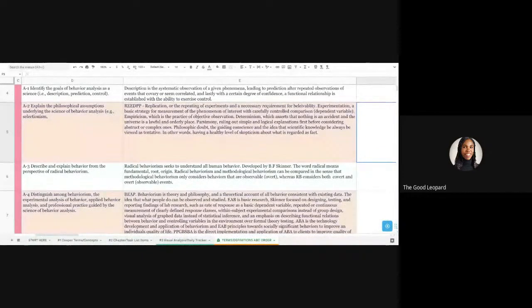Parsimony. I don't actually know the origin of this word. I know that "mony" means money in Old English, but I don't know how parsimony actually means simple. Does anyone know that? I'm just curious.